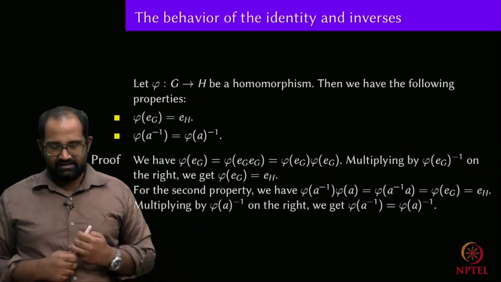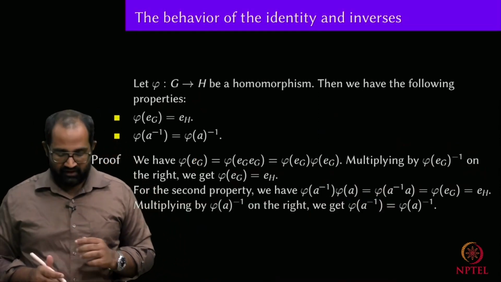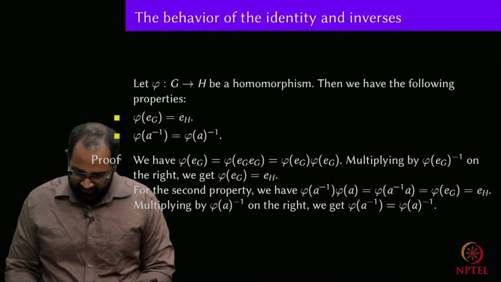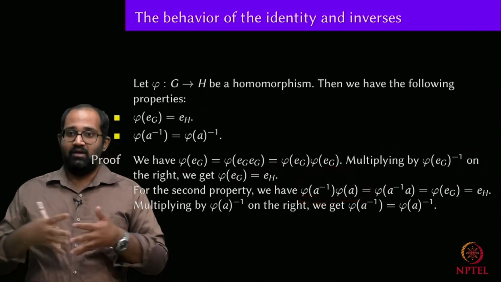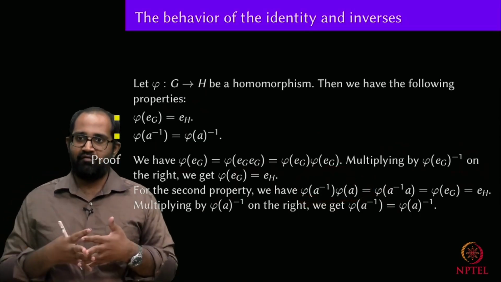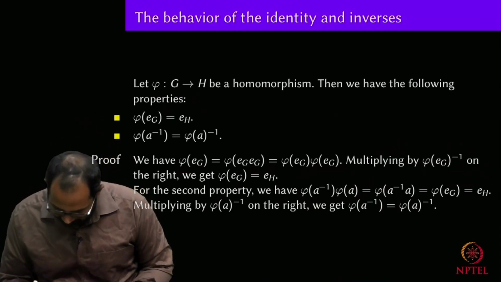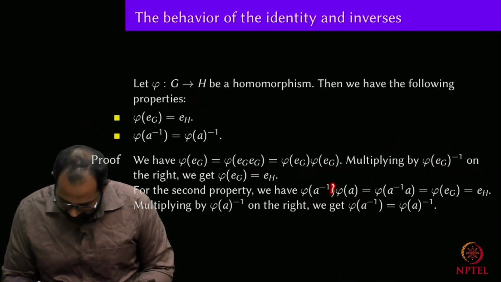Okay. The other part is equally boring and straightforward. What you do is, we have phi of A inverse times phi of A. Now, what the homomorphism property allows you to do is to essentially get rid of parenthesis, this parenthesis and this phi and this parenthesis.